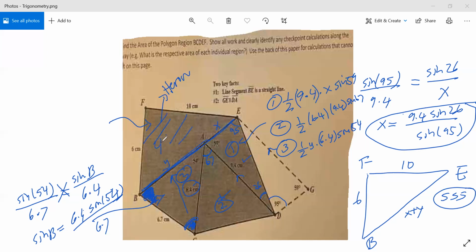And the area of this triangle right here, I'll call number 4. Number 4 is by Heron's formula. Then I'll just add 1, 2, 3, 4, all of them together. So I leave the calculation to you, but that's basically the main idea, how you will compute the area of this entire polygon.